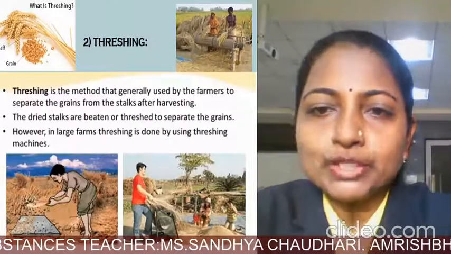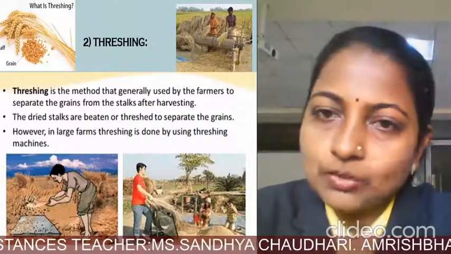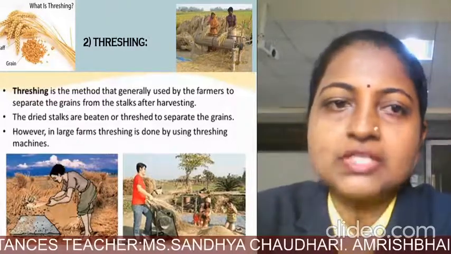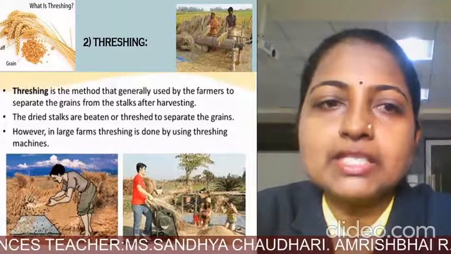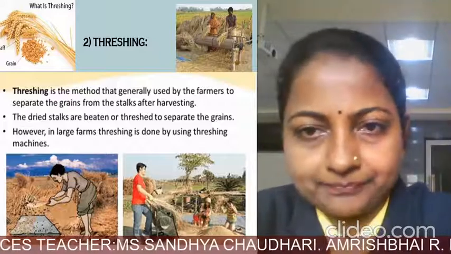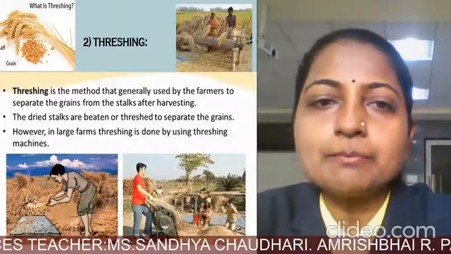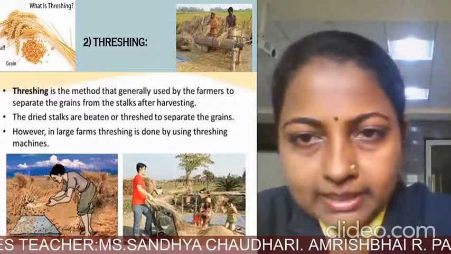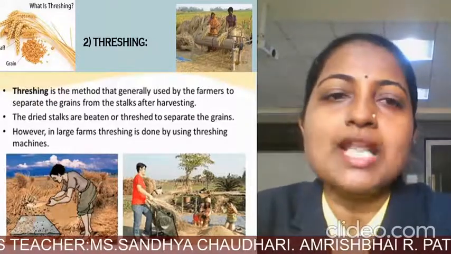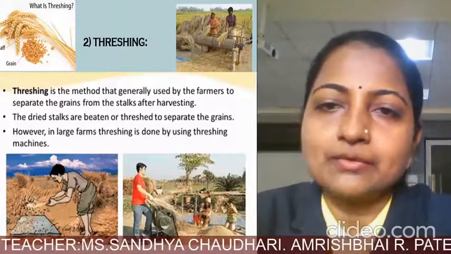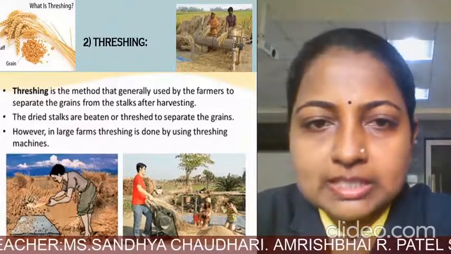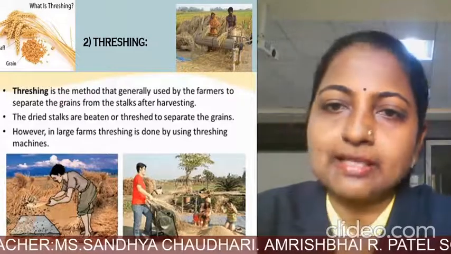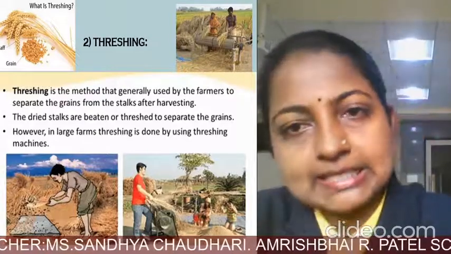The second method we are going to see is threshing method. So let's see what is threshing. Threshing is the method generally used by farmers to separate the grains from the stalks after harvesting. The dry stalks are beaten or threshed to separate the grains. However, in large farms, threshing is done by threshing machines. Nowadays, we are using threshing machines. With the help of that threshing machine, we can do harvesting as well as threshing.